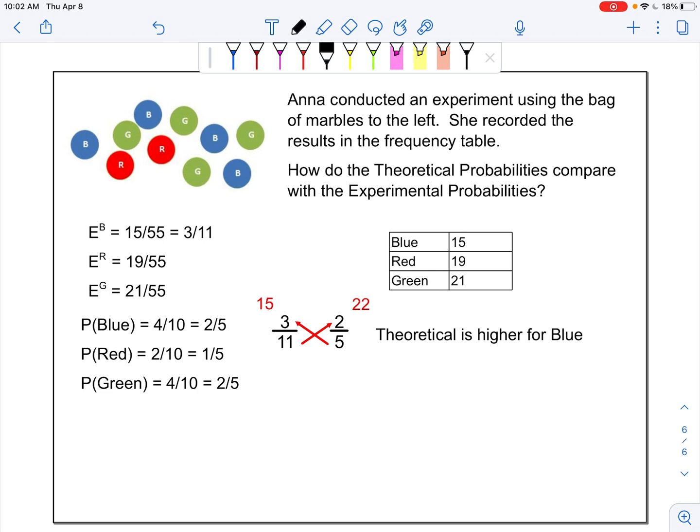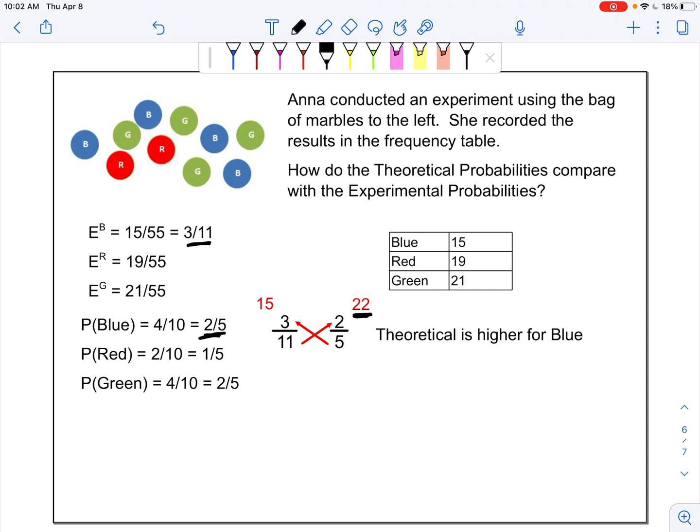So here it is for blue. I've got 3 out of 11. Here's my blue, 3 out of 11. How does that compare to 2 out of 5? So I'm going to use what I know about comparing fractions and just do those cross products. So if I take 5 times 3, I get 15, and 11 times 2, I get 22. So theoretical is higher for blue than the experimental.